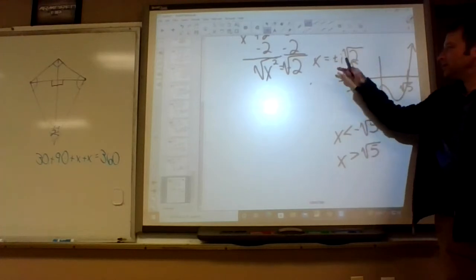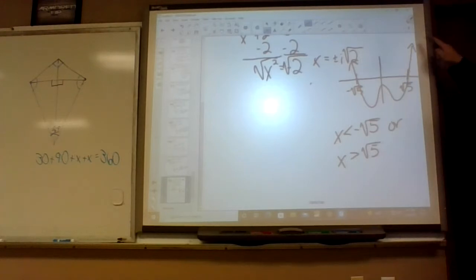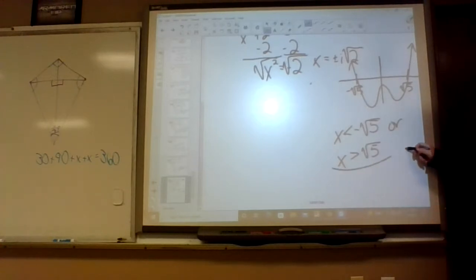It's positive out here where x is less than negative square root of 5. And it's positive out here where x is greater than square root of 5. I keep thinking that it doesn't matter what side the arrow is.